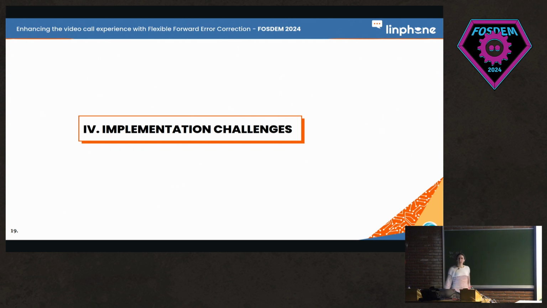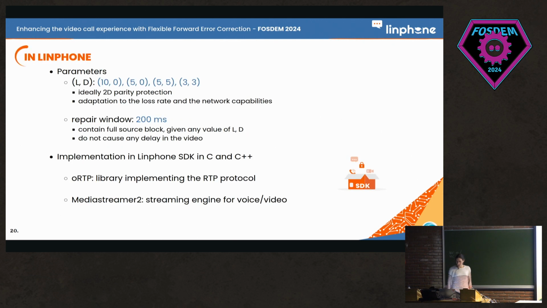This method has been implemented in our project, the Linphone. We decided to use 4 sets of L and D parameters. It comes from one-dimensional, very low protection to high protection with 3 and 3. Ideally, we want to have two-dimensional parity protection, but it has a cost because you have to send a lot of data. So we decide to adapt our protection to the loss rate that is measured in the transmission and also to the network capabilities.